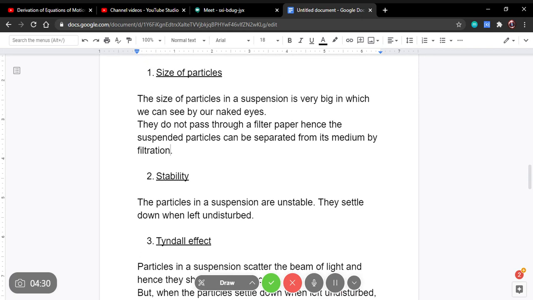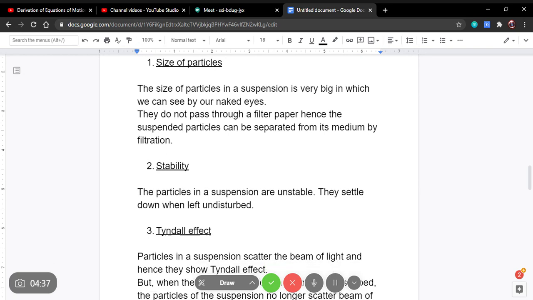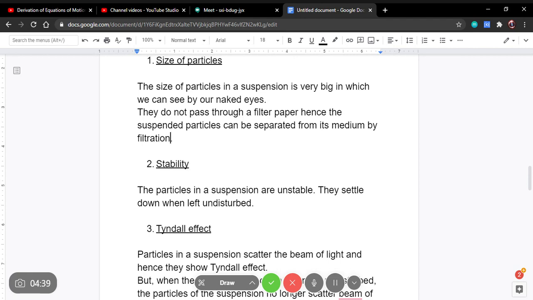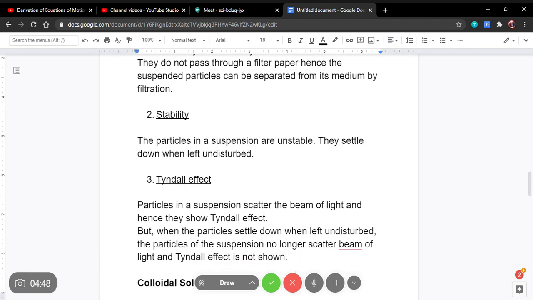Now, many people tend to get confused between stable and unstable. Stable means the particles do not settle down when left undisturbed. Unstable means the particles settle down when left undisturbed. Remember, it's opposite. Stable means they do not, unstable means they do. It's a really easy way to remember.